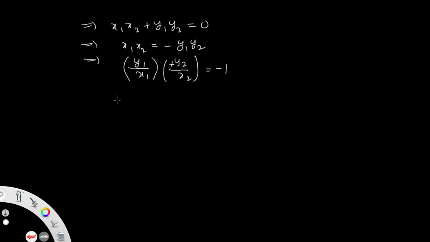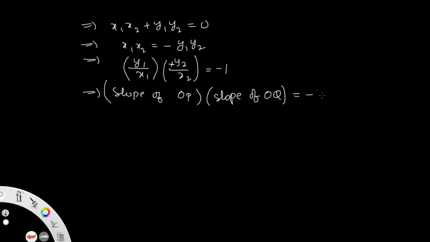This is nothing but the slope of OP and the slope of OQ, as in the previous page we have learned. The first one, y1 by x1, is the slope of OP, and the second one is the slope of OQ, and the product is equal to minus 1. If the product of the slopes is minus 1, then we can say that the two given lines must be perpendicular.